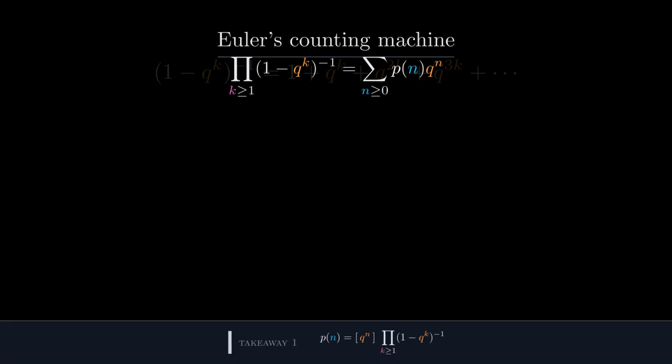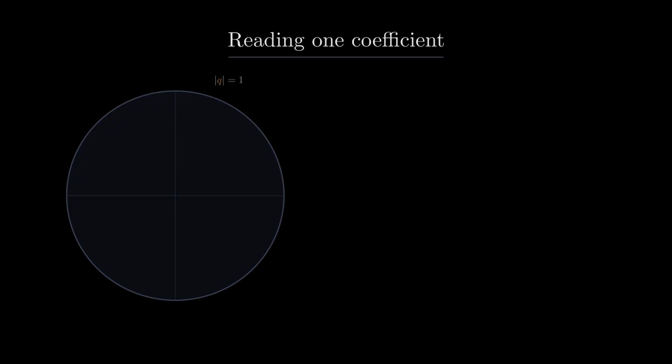We need just one number out of that whole product: the coefficient of q to the n. To get it, we go into the complex plane, and let q be a point on a circle around 0. Pick a circle of radius a little under 1. That's our contour. And walk all the way around it.